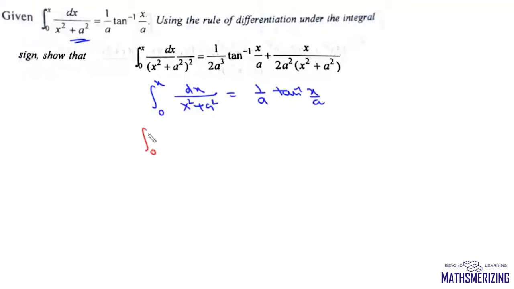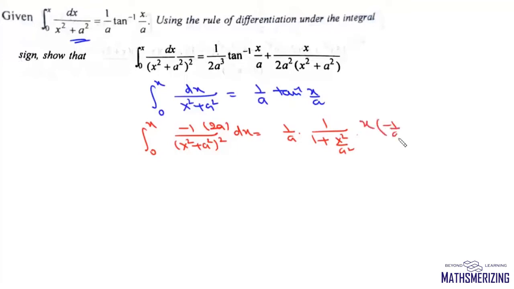So we can write this integral from 0 to x minus 1 upon x square plus a square whole square into 2a dx, and here it will be 1 upon a into 1 upon 1 plus x square upon a square, and then x, minus 1 upon a square and plus tan inverse x upon a as it is, and then minus 1 upon a square.